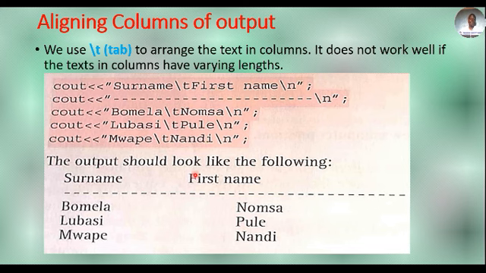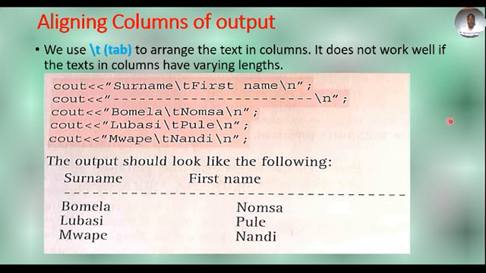Then the output now is supposed to come out as surname, then a tab, the space here, the backslash plus T was a tab, then the first name. The line which we are displaying here is coming down now. This was a line for cout with this line, then new line. Then you go to Bomela, then cout Luvasi, Pule. Then cout Mwape, Tandi with a backslash plus T, which is showing us here.